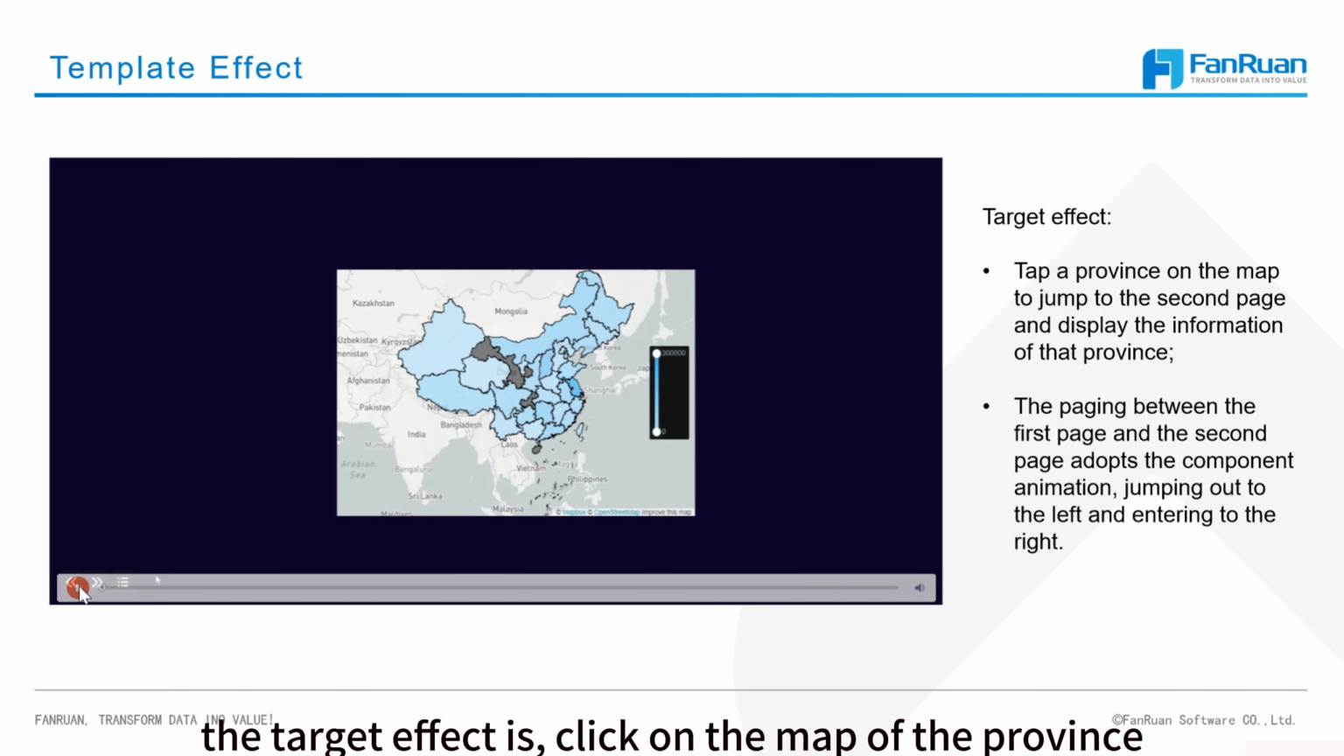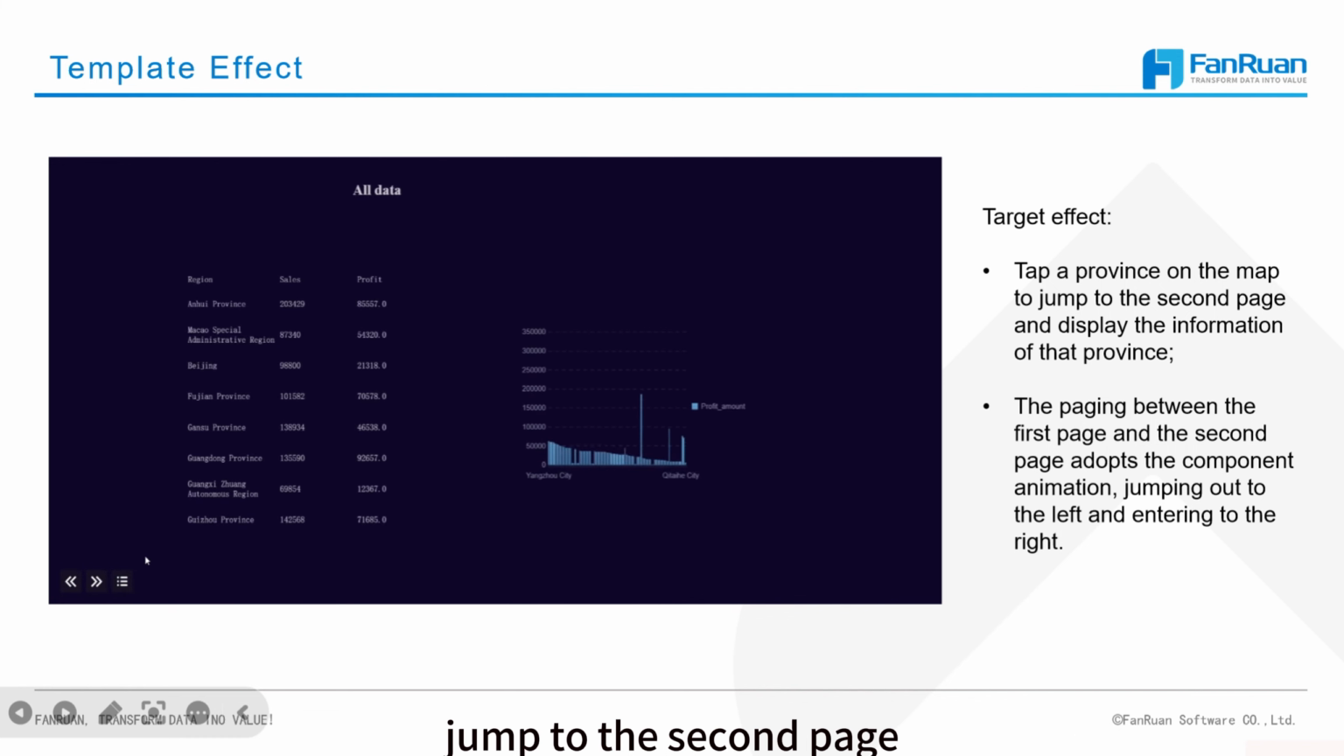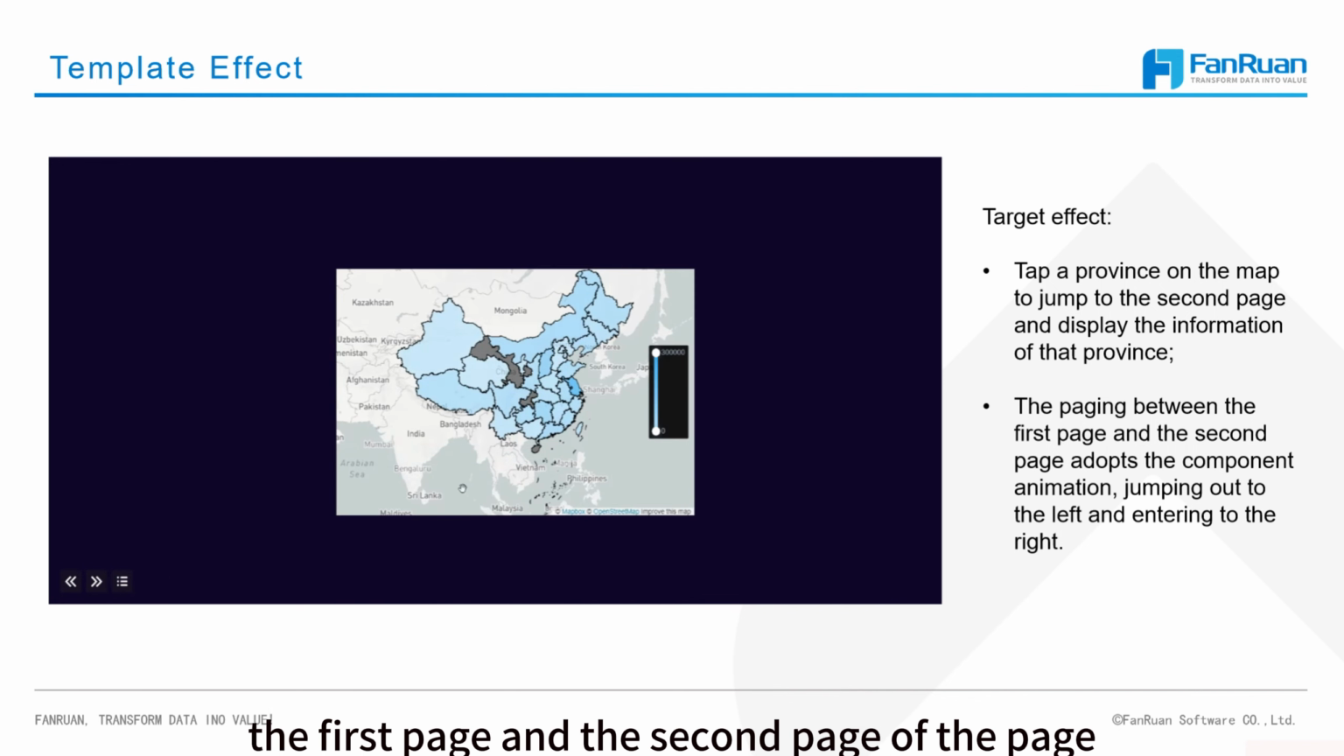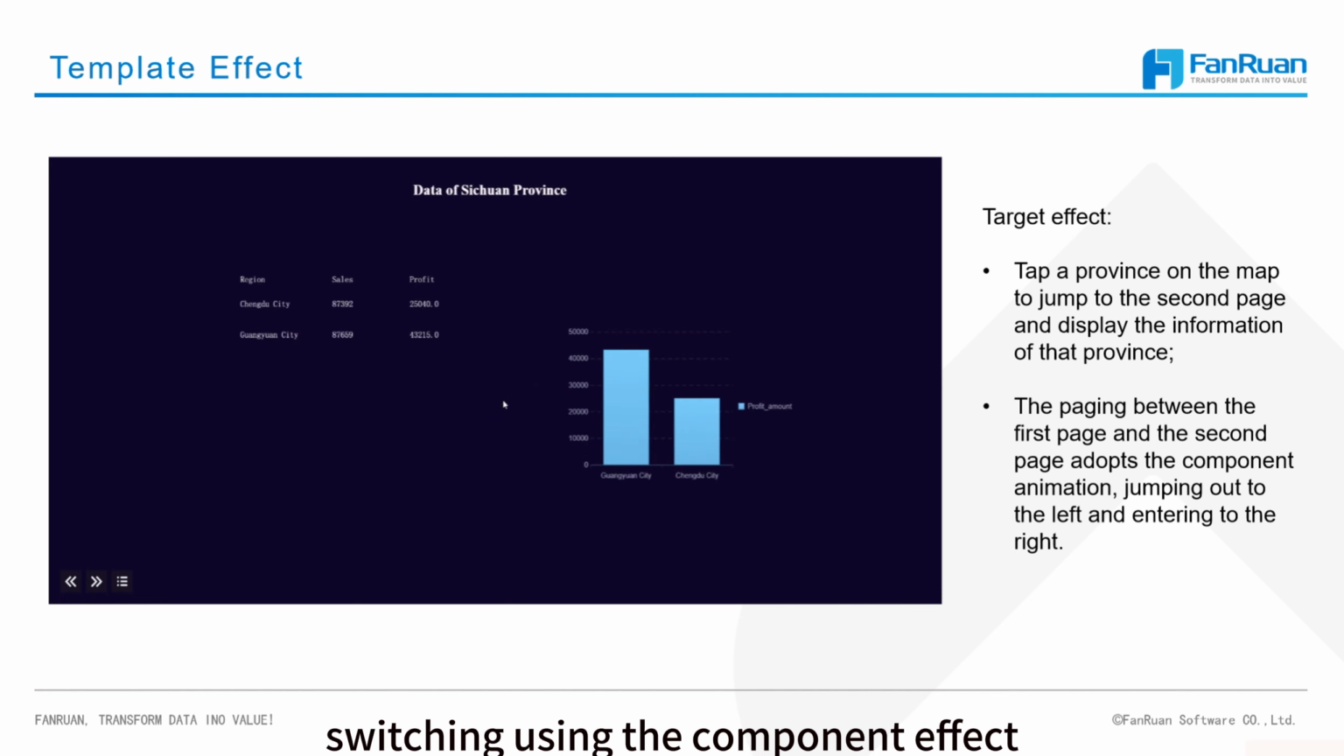The target effect is, click on the map of the province, jump to the second page at the same time, show the province's information. The first page and the second page switch using the component effect, fly from right and exit to left.